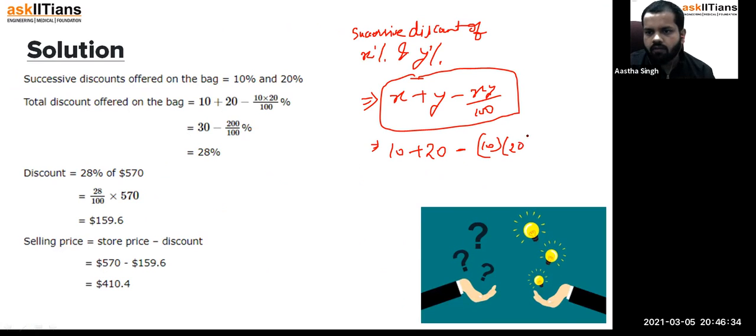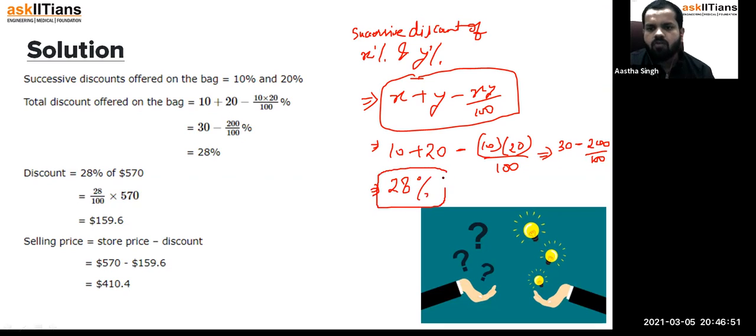10 into 20 divided by 100. This is what? 10 plus 20, 30, minus 200 by 100. 200 by 100 is what? 2. And 30 minus 2 is what? 28. So the successive discount of your 10% and 20% is equal to what? It is equal to a single discount of 28%.